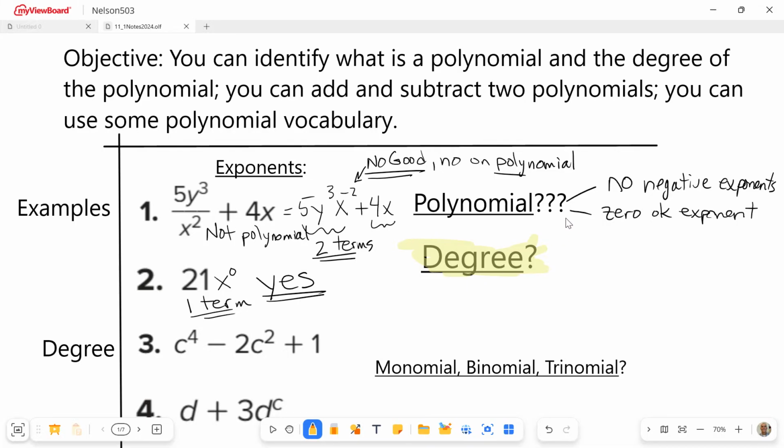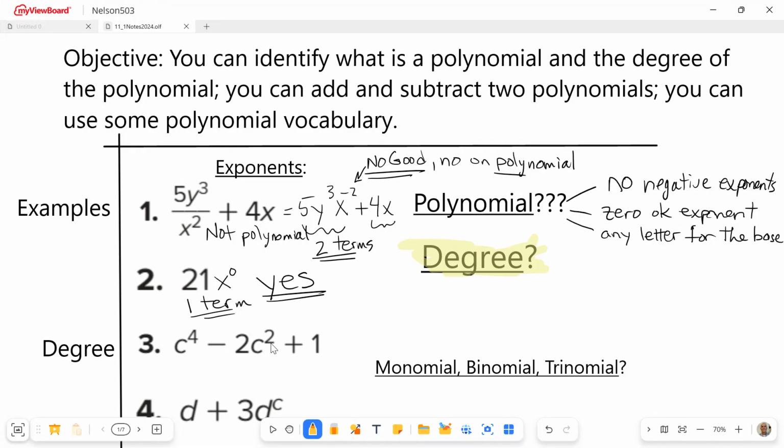It doesn't matter what letter. Any letter for a base. The base is what you're putting the exponent on. So any letter for the base, let's put that down, is fine. Variables are good. It doesn't even have to have a variable. Like with this one that didn't have a variable, you could think about it as x to the 0, so 21 was a polynomial.